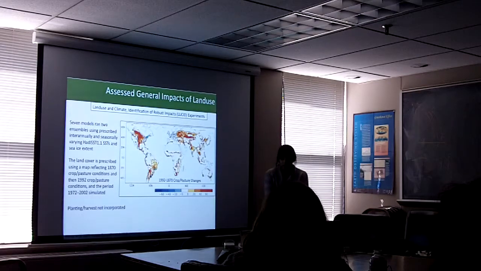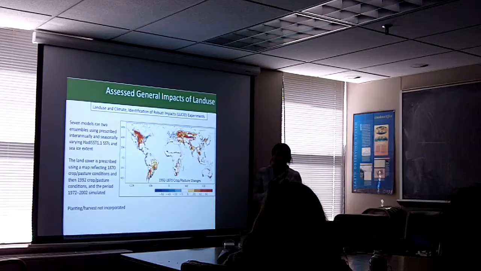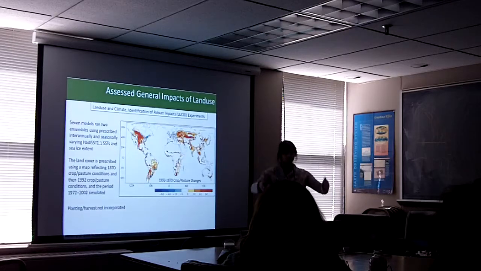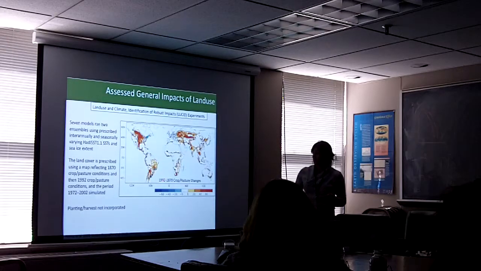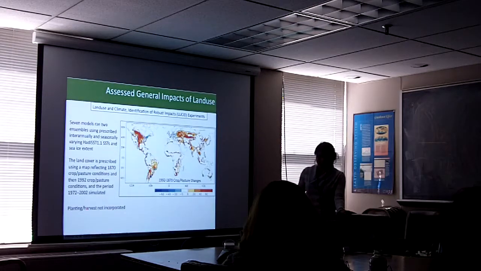Okay, so just after AR4, there was a project called LUCID, which is the Land Use Climate Identification of Robust Impacts Experiments. They had taken 7 of the CMIP3 models and prescribed SSTs, prescribed sea ice extent, and also prescribed crop and pasture conditions reflecting 1870 and then 1992. So just these two years. And this is the change in crop and pasture cover between 1992 and 1870 that they implemented in the models. So you see some of that decrease in area there. Planting and harvest, again, were not included here.